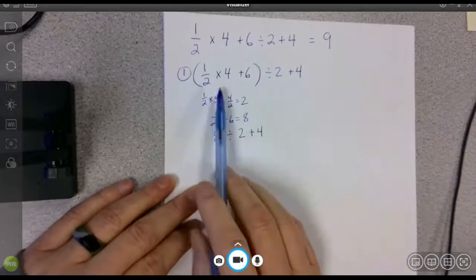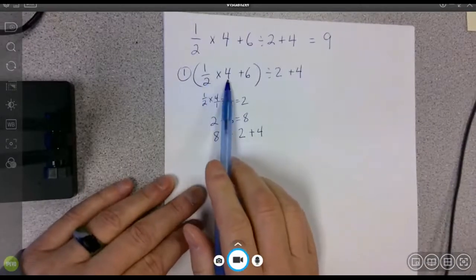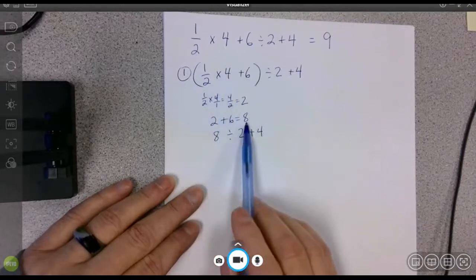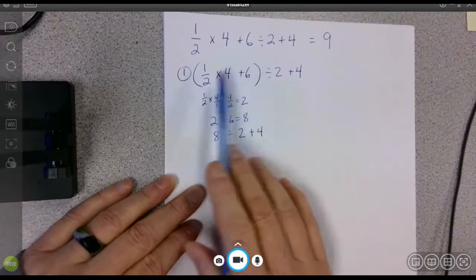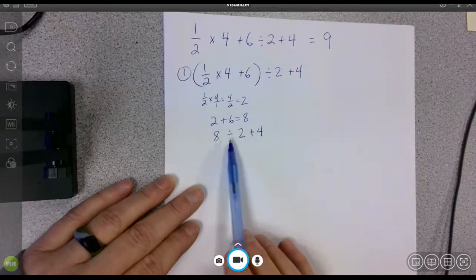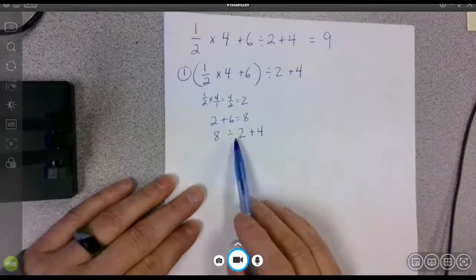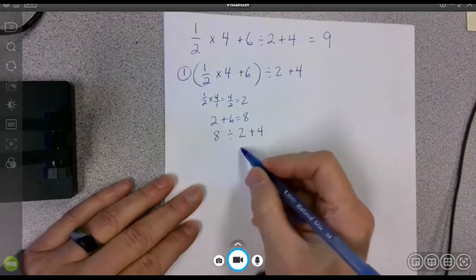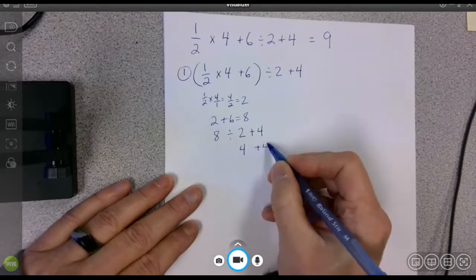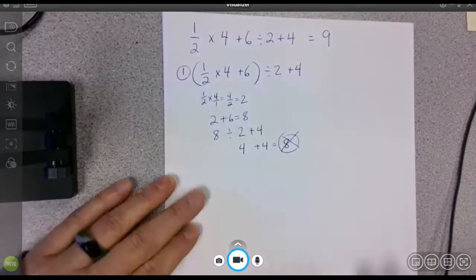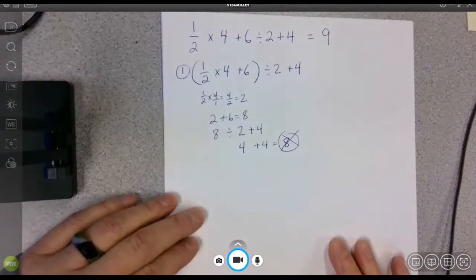Let me go backwards. I'm doing this first. 1/2 times 4 equals 2. Then 2 plus 6 equals 8. And then I can get rid of my parentheses and rewrite the rest of the problem. 8 divided by 2 plus 4. Well, I have division and addition. I know division comes before addition. So 8 divided by 2 is 4. 4 plus 4 is 8. It is not 9.